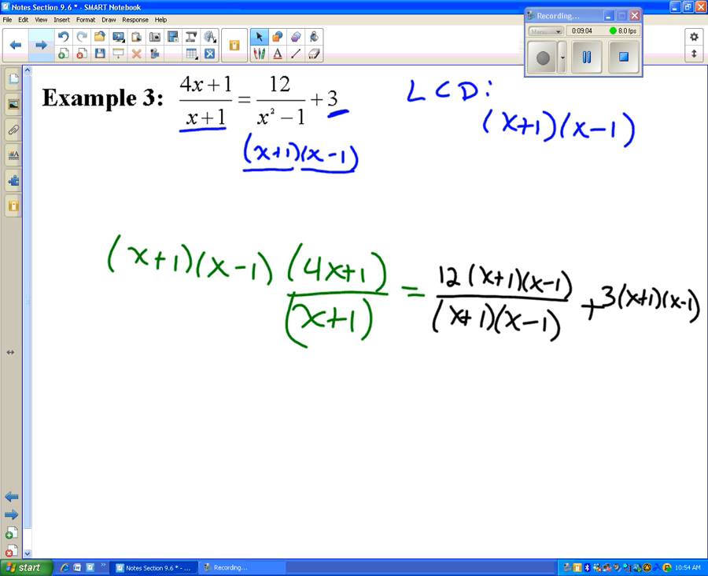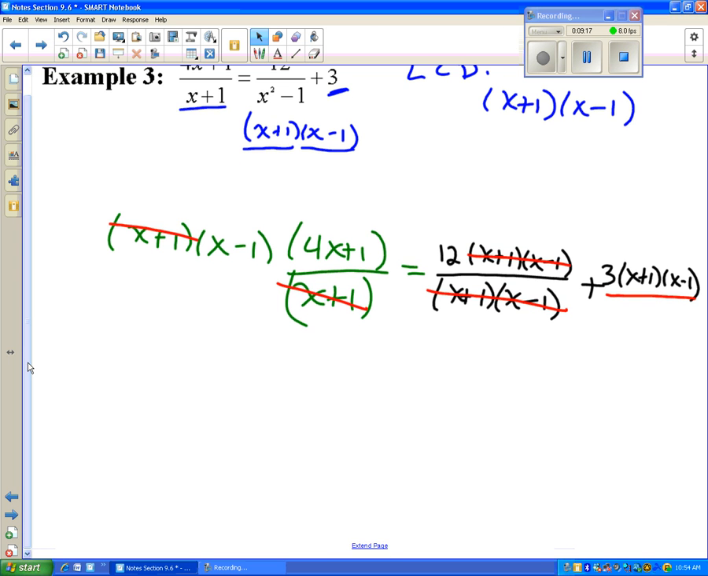All right, so now I grab my red marker. My x plus 1's cancel. Over here, both x plus 1's and x minus 1's cancel. Here, nothing cancels out. Continue. I need to FOIL this out. First, I'm going to get 4x squared. Outer, I'm going to get 1x. Inner, I'm going to get negative 4x, so that's a negative 3x. Last, I'm going to get negative 1.